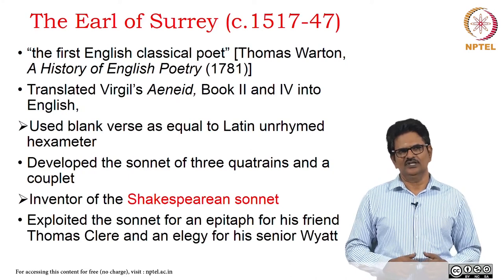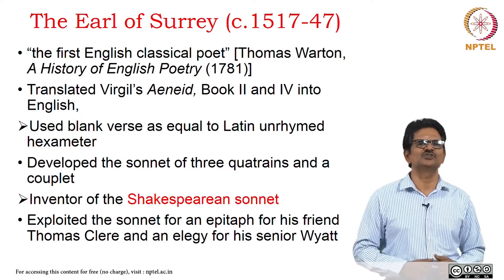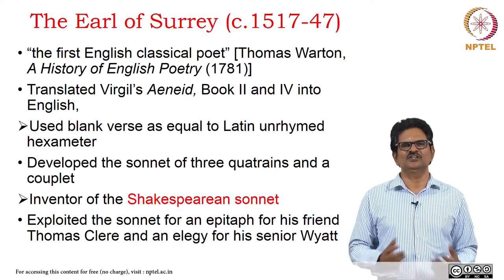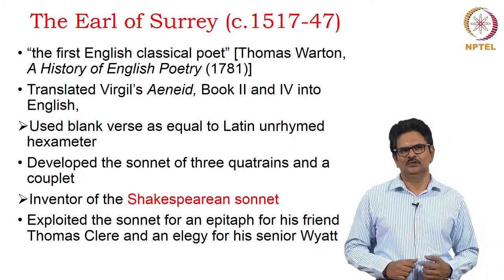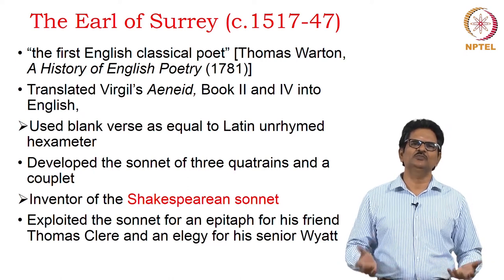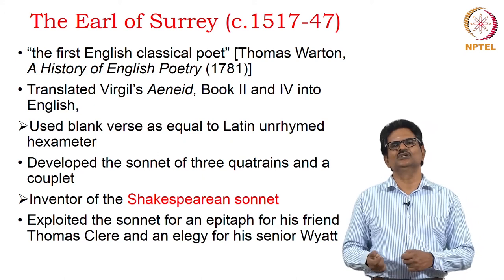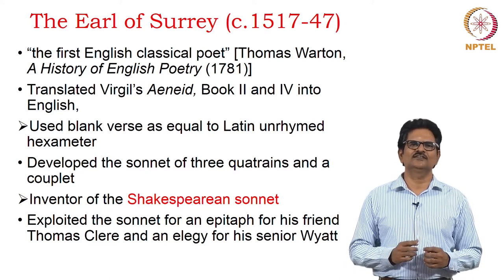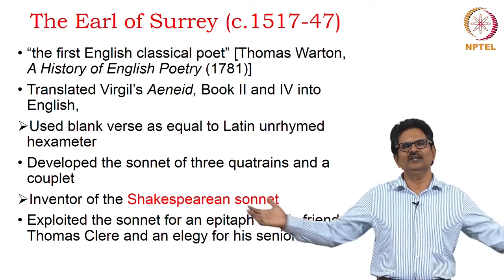The Earl of Surrey is called the first English classical poet by the historian Thomas Warton in his book A History of English Poetry. The reason is Surrey took more interest in classical writings, particularly that of Virgil. Surrey translated Virgil's epic Aeneid. Two books actually he translated into English. For his translation, Surrey brought in a new experiment into English poetry. That is, he used blank verse as an equal to the Latin unrhymed hexameter. This particular innovation in English poetry has led to a great deal of new poetry in English for the rest of many years, many centuries.